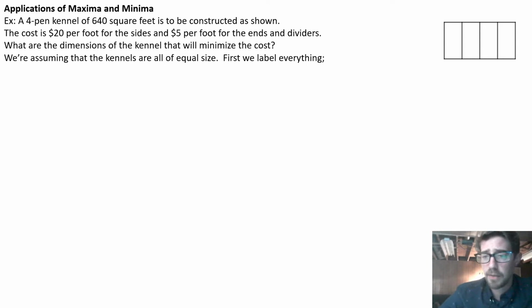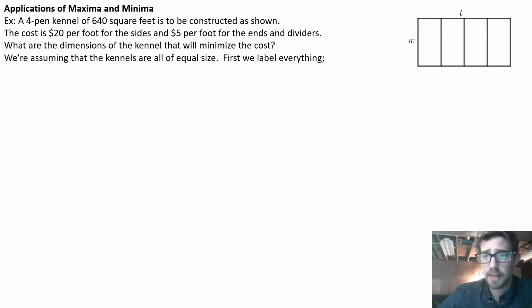So if you didn't have a picture, draw a picture and then just label stuff. The tops and the bottom are what we're calling the sides. And then the ends are what I've just labeled as width. Right, all the ends and dividers are length W, and both of the sides are length L. You can use different letters if you want, doesn't matter.